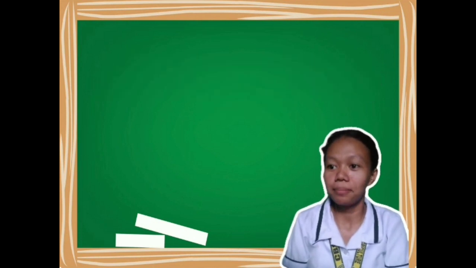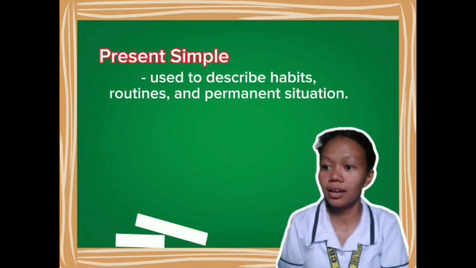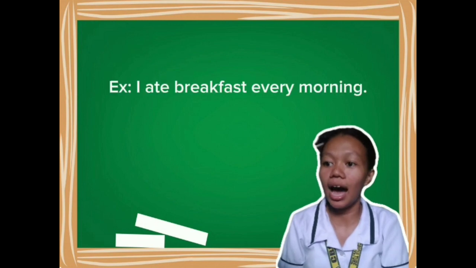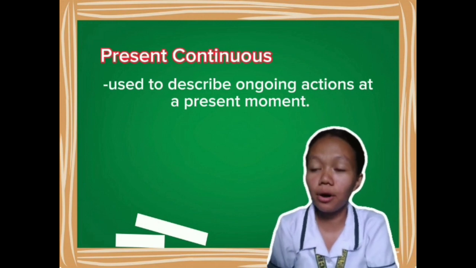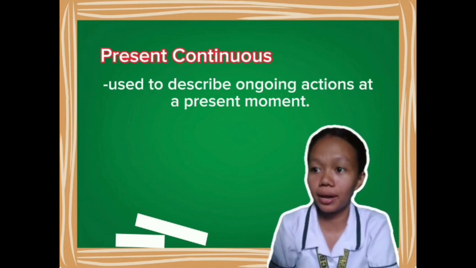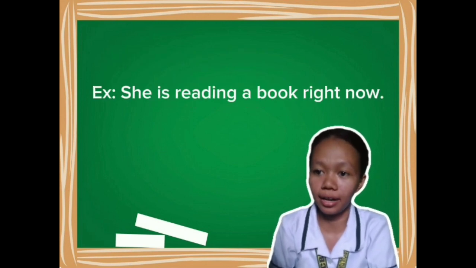First one, present simple, used to describe habits, routines, and permanent situations. For example, I eat breakfast every morning. Present continuous, used to describe an ongoing action at the present moment. Example, she is reading a book right now.